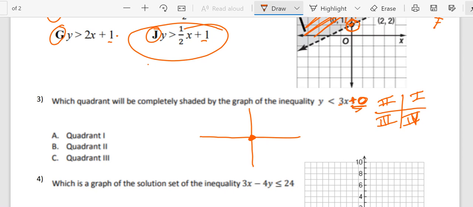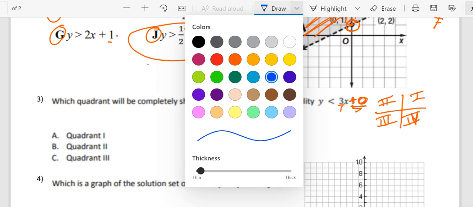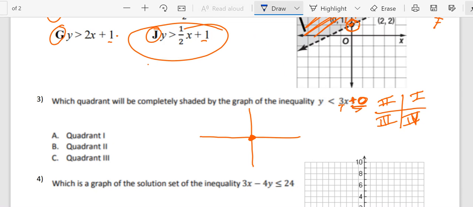Anyway, our slope is 3. Again, it's a whole number, so we put it over 1. That means from here, we're going to go up 3 and 1 to the right. And we will keep up with that pattern. Down 3. This line would be dashed because of the symbol. And it says y is less than the line.